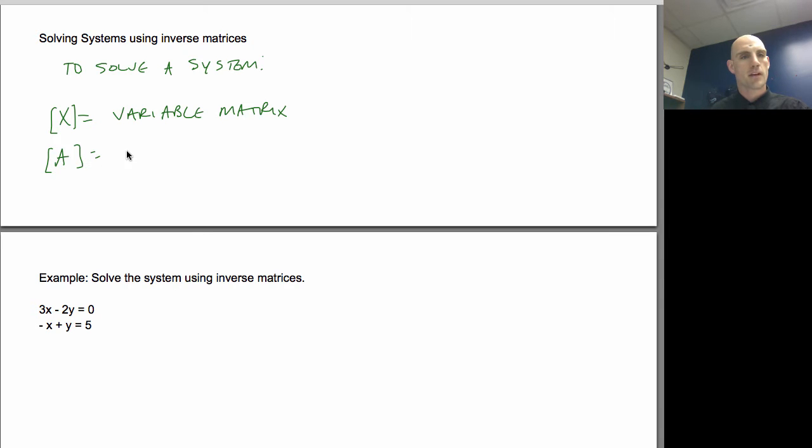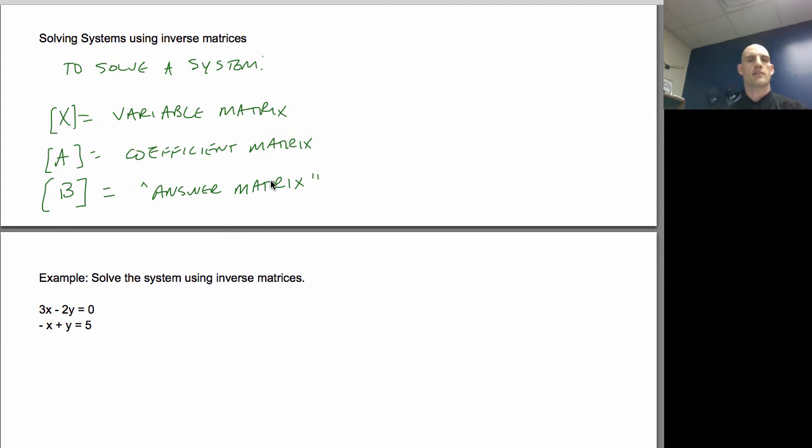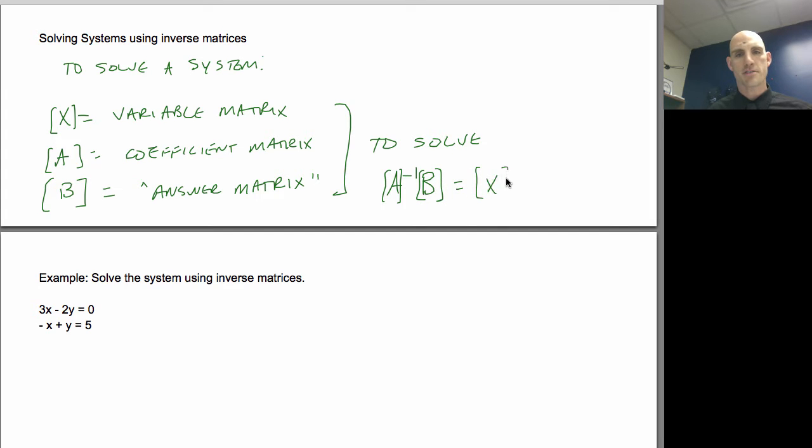A is my coefficient matrix. And B is going to be my answer matrix. And to solve, I'm going to take A inverse times B, which is equal to my answer matrix, my answer. Okay, what does it look like?